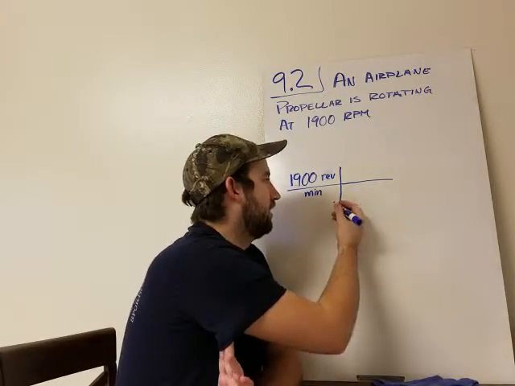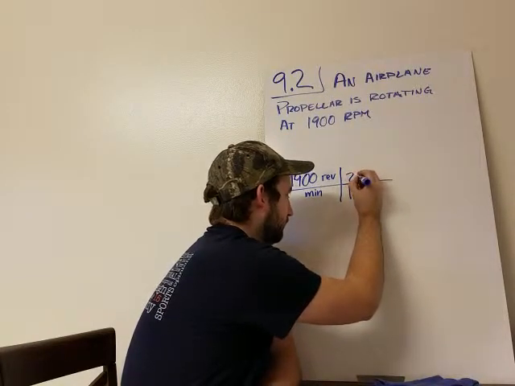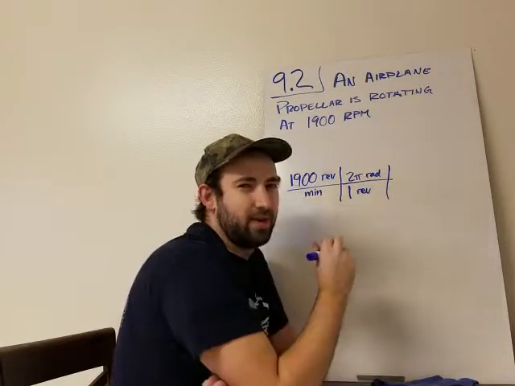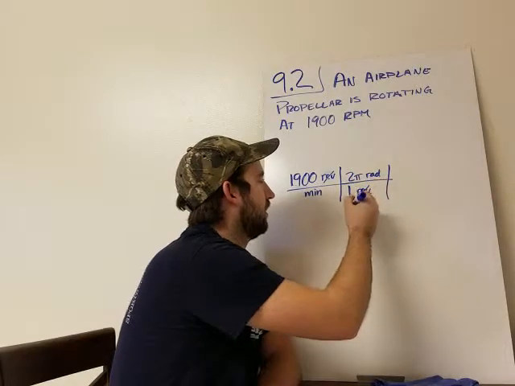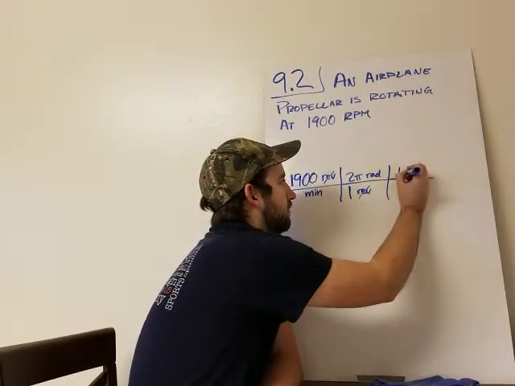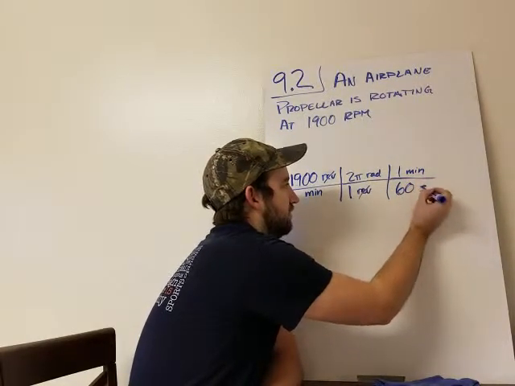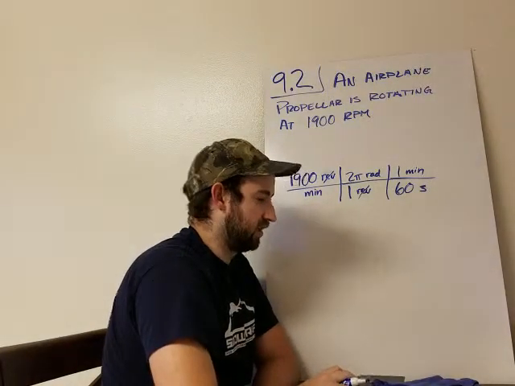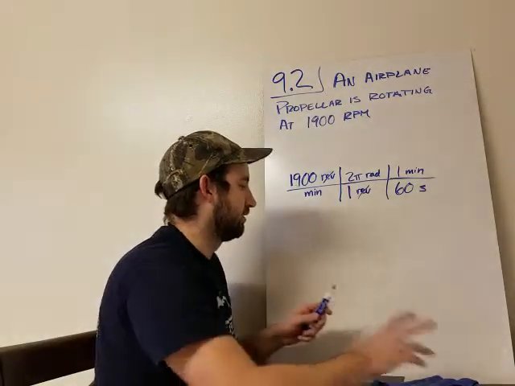We know that one revolution is equal to 2 pi radians. So we want the revolutions on bottom, so those cancel. And then to do our minutes, we know that 1 minute is equal to 60 seconds. Now, when we put that into our calculator, we get about 199 radians per second.